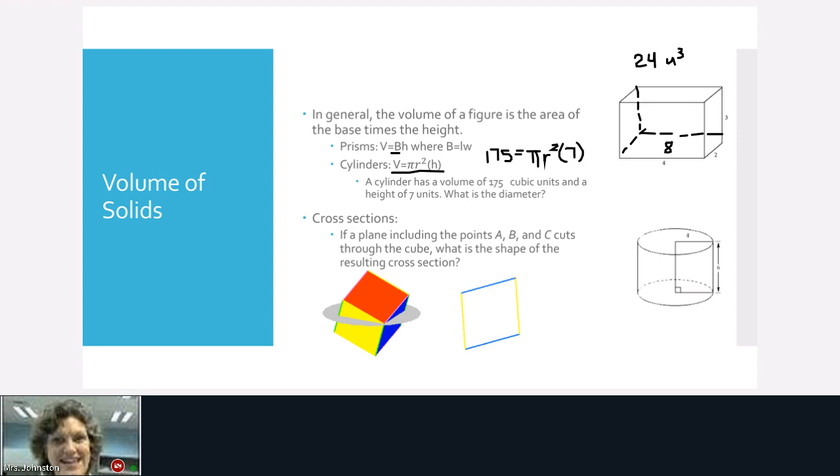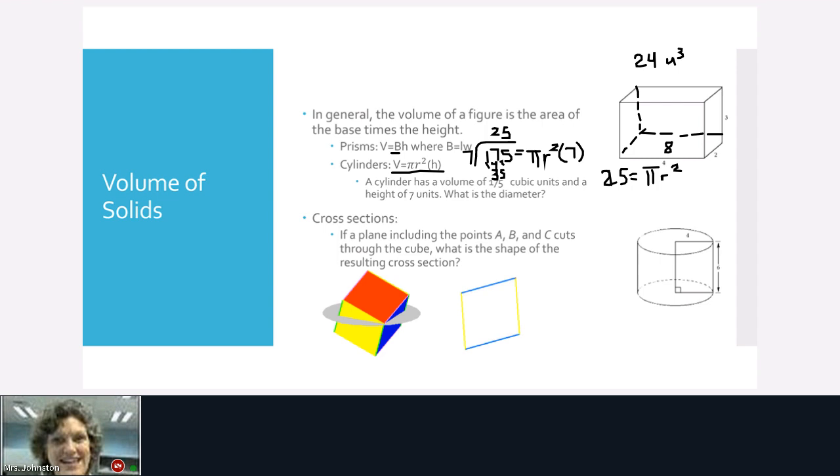So I just want to undo these sides and solve for r squared. So I'm going to divide 175 by 7. It's not going to go in evenly, but let's go as far as we can. 7 times 25 is 175. So now I have 25 equals pi r squared.